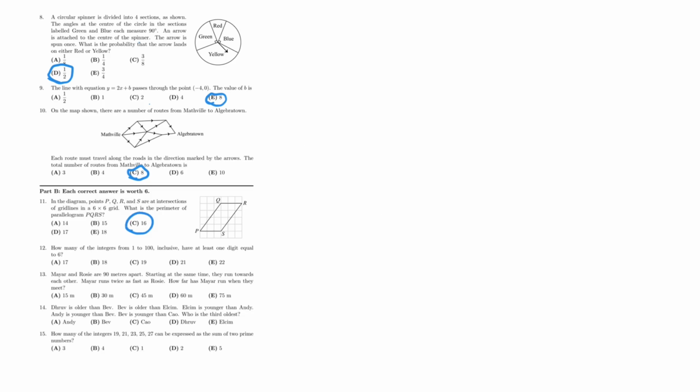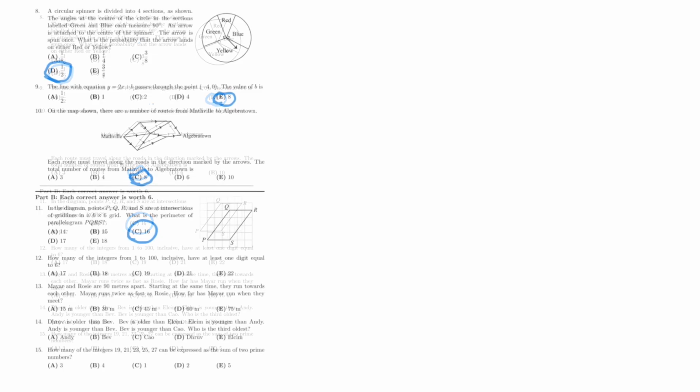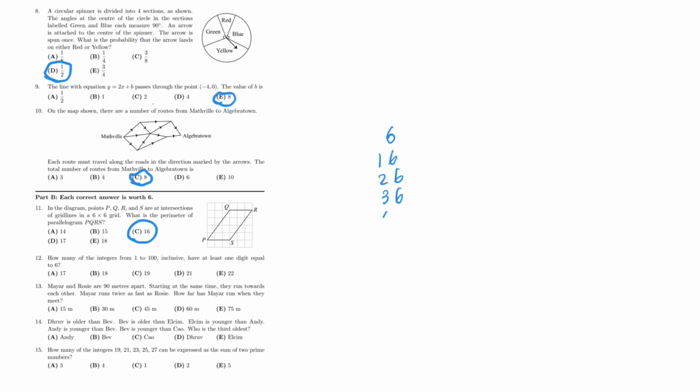Number 12. How many integers from 1 to 100 inclusive have at least one digit equal to 6? Now we list the ones digit equal to 6. That's the 6, 16, 26, 36, 46, 56, 66, 76, 86, 96. That's all. Now we list the tens digit equals 6.